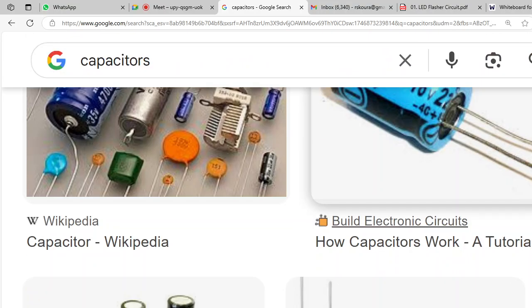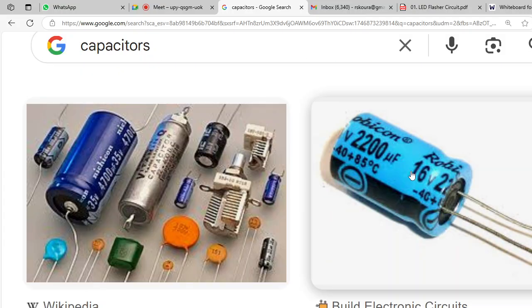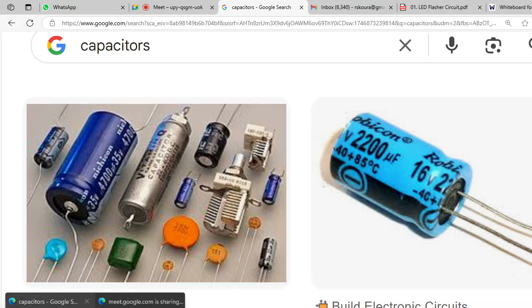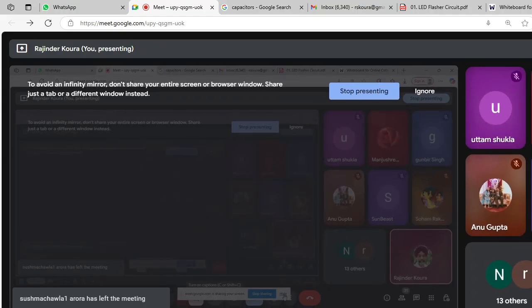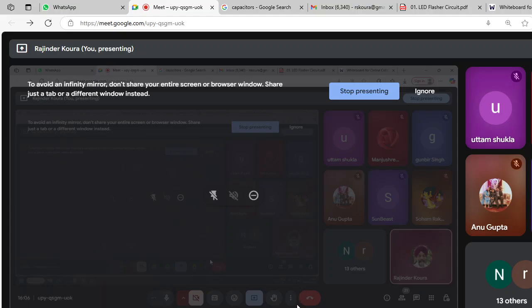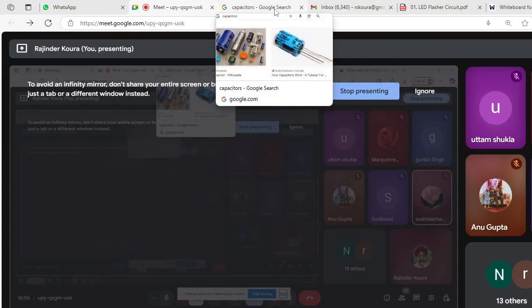So what is a capacitor? A capacitor is basically a kind of... Sir, you are not audible properly. Am I not audible? Everybody, am I not audible? Sir, you are. Yes, I am audible. There was some disturbance. Okay, now it's all right.